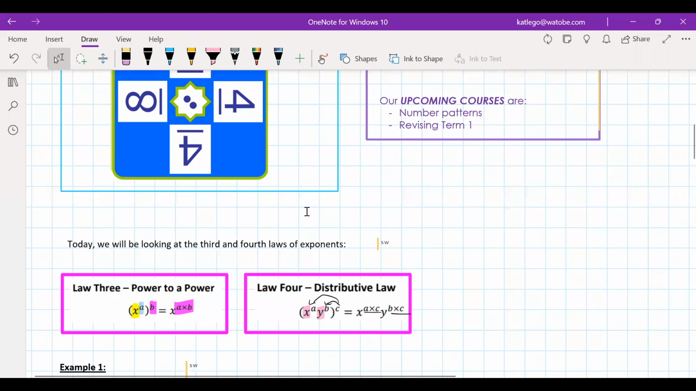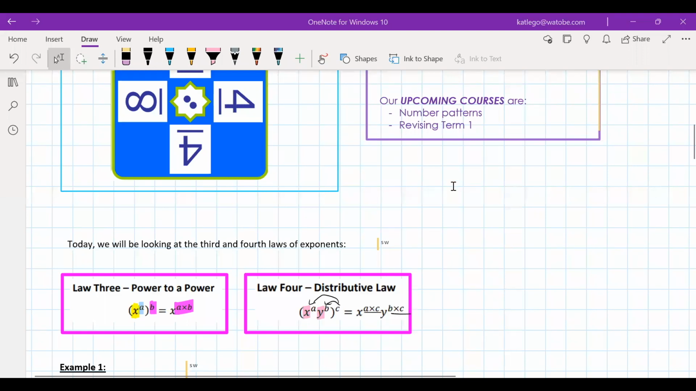Okay, so far I've only introduced the 2 laws that we'll be working with today. Okay, so let me recap quickly. Law number 3 is power to a power. So if you have a base, we have an x to the exponent of a, raised to another exponent, it will be multiplied.